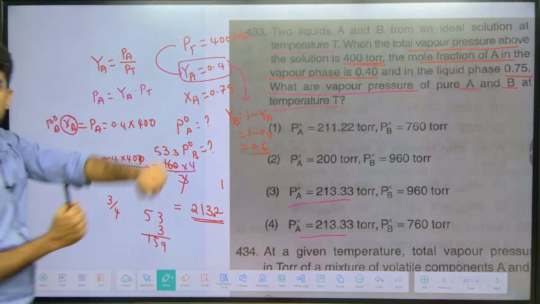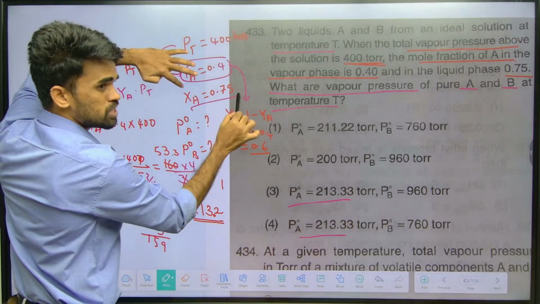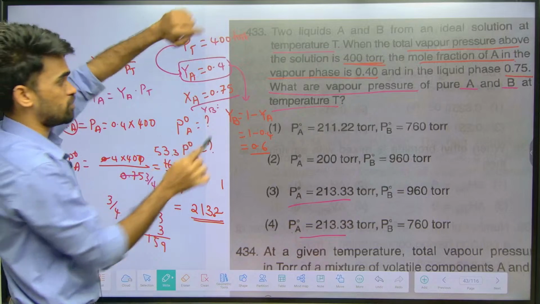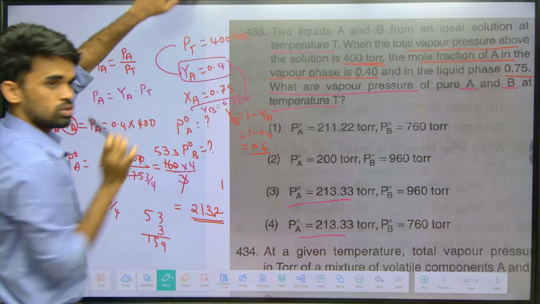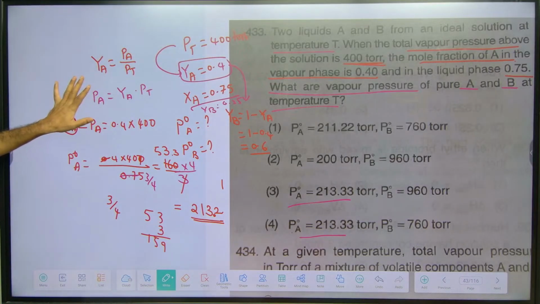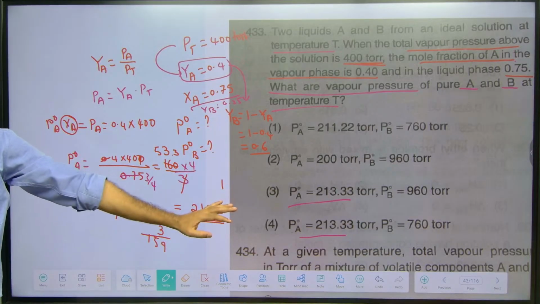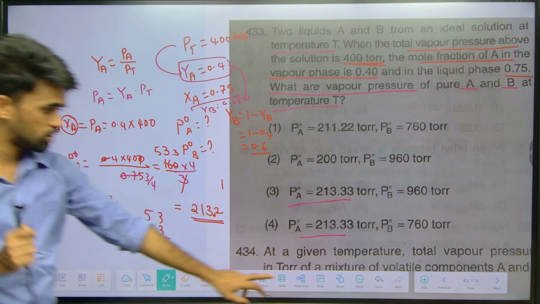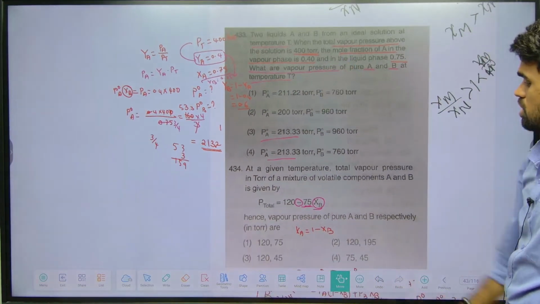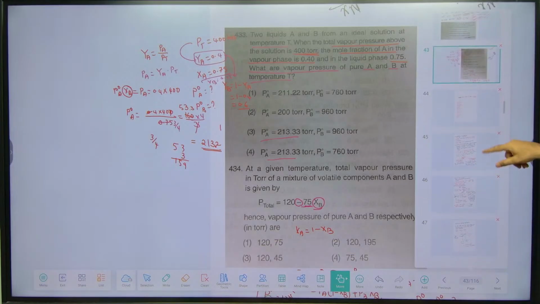Next, if chi A is this much, chi B is how much? 1 minus 0.75, that will be 0.25. Clear? Same, we can do that also, right? Same steps you follow, you will get P naught B also. Okay, you can do it later. If you practice more questions, you will be able to do them easily.